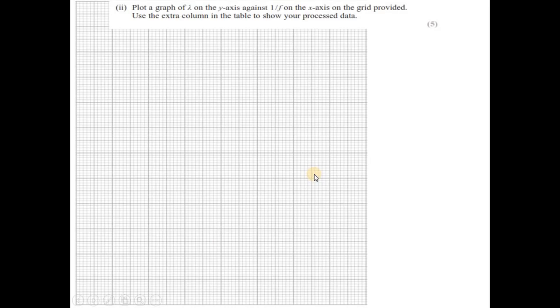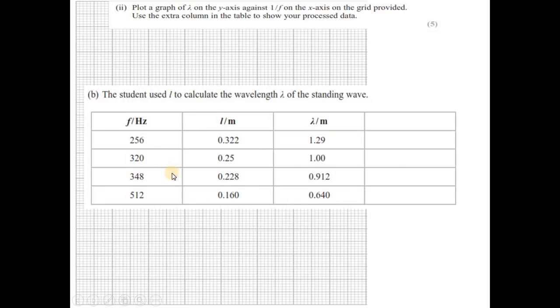Plot the graph of lambda on the y-axis against 1 upon f on the x-axis on the grid provided. Use the extra column in the table to show your process data. Now if you see your previous page, the data given in the table is this, and you were given only 3 columns. The 4th column is empty.